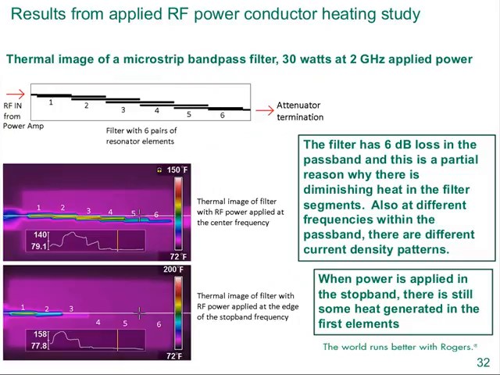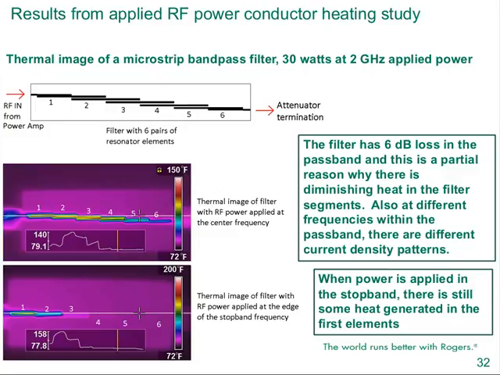So the next few slides are some fun things about filters, I think. And this one's using a different power amplifier. This is a power amplifier that's around 2 gigahertz, and I'm able to get up to 30 watts. And in this case, it's a simple microstrip edge-coupled bandpass filter that's centered at 2 gigahertz.